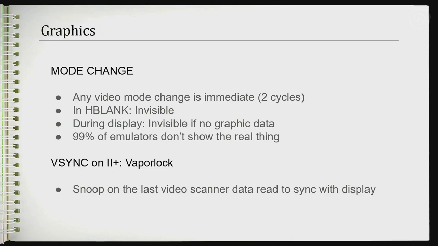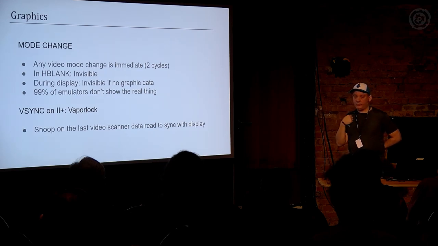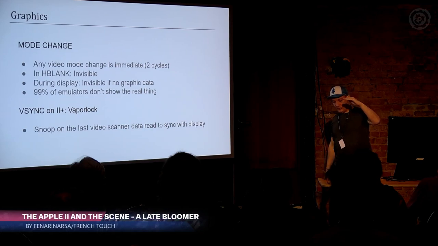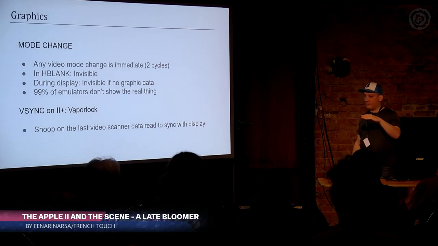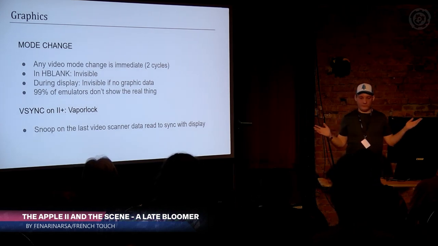On II Plus, you can do VSync by using VaporLock. Basically, you snoop on the data bus, and you can read what the video scanner just read. So you can put data on the screen or in memory, and you can VSync with that. What you do when you do VSync, that's a trick I didn't explain in my slide. For our demos, since we use the Mockingboard, at the demo initialization we find the VSync and we put a timer. And then we have VSync for all computers.